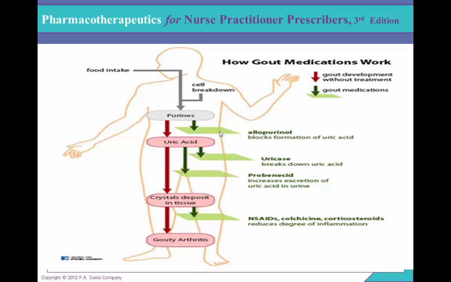This is again an algorithm of how these medications work. Always try to reduce any type of food that contains high levels of purine, which could alter the metabolism. In addition, allopurinol blocks formation of uric acid. Uricase, which is a uricolytic, breaks down the uric acid. Probenecid increases excretion of uric acid in the urine. And NSAIDs, colchicine, and corticosteroids, these three are the ones that you're going to use for acute gouty attack, to reduce the degree of inflammation.